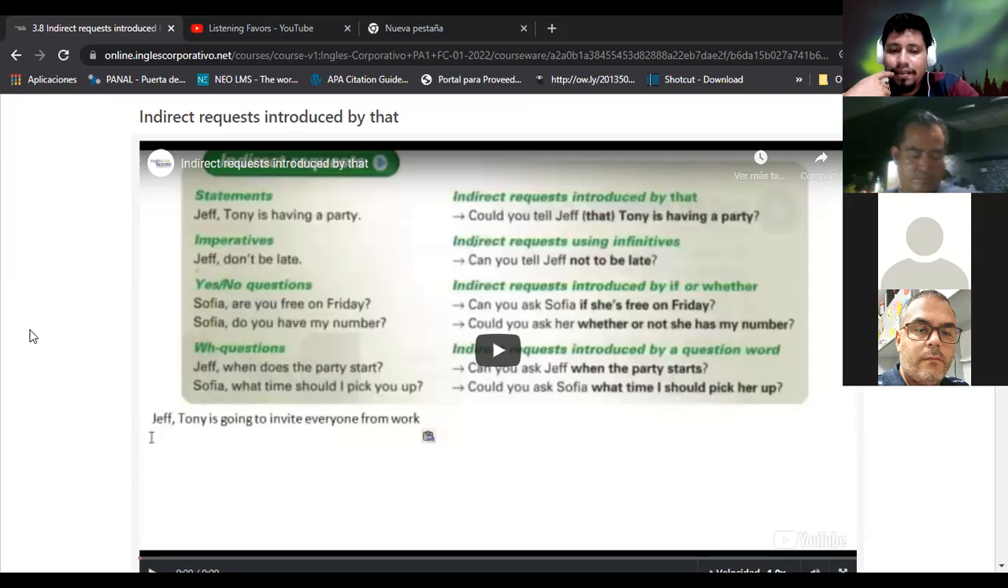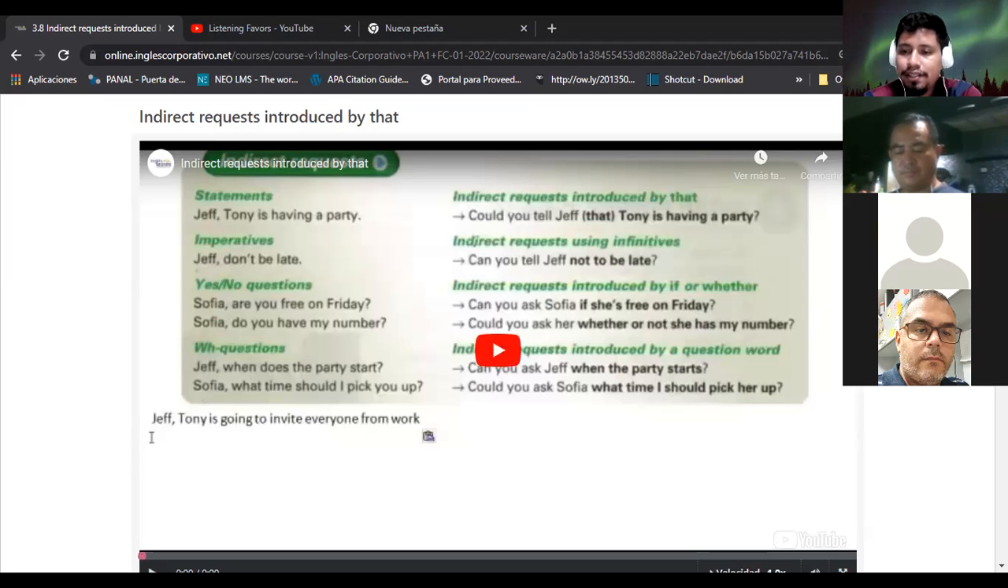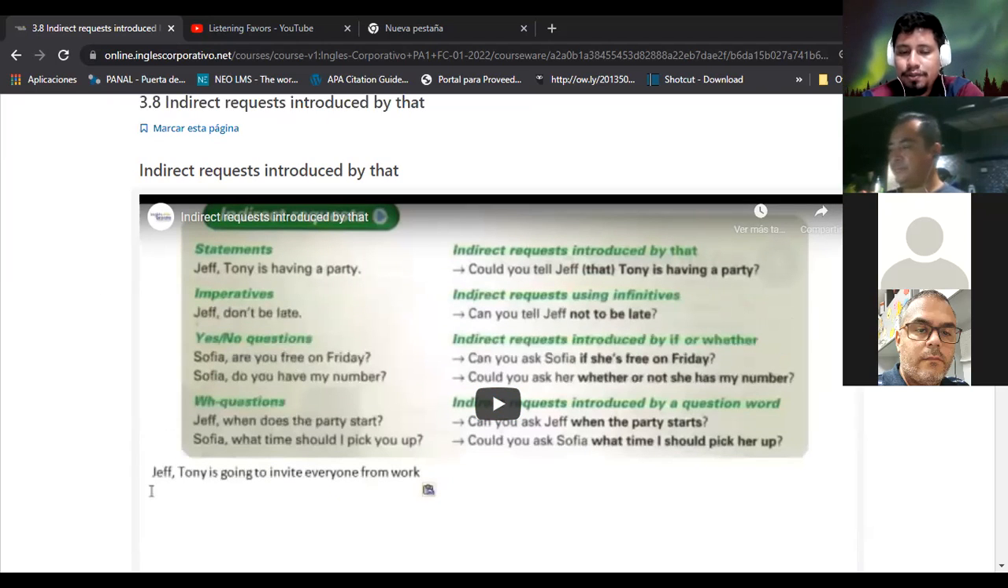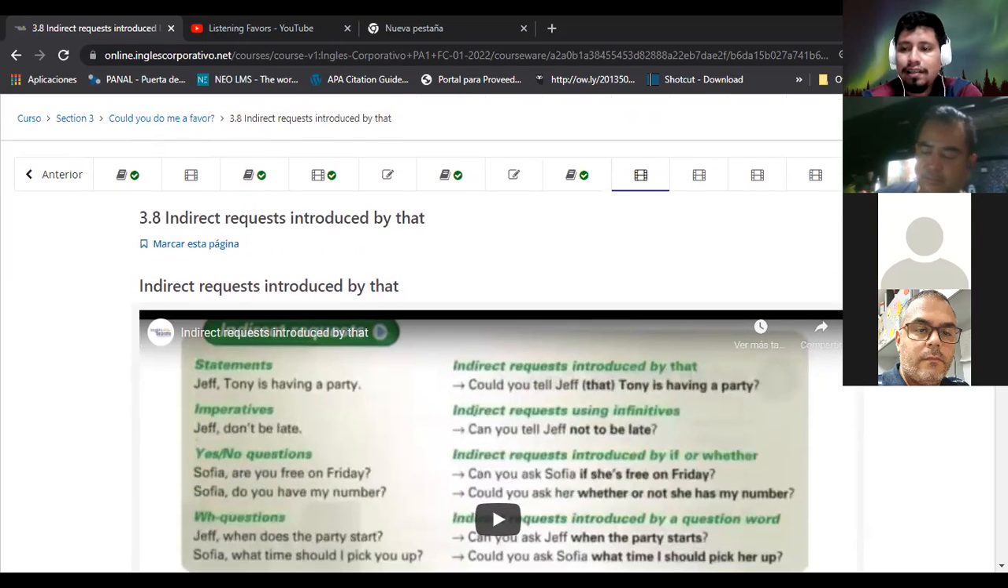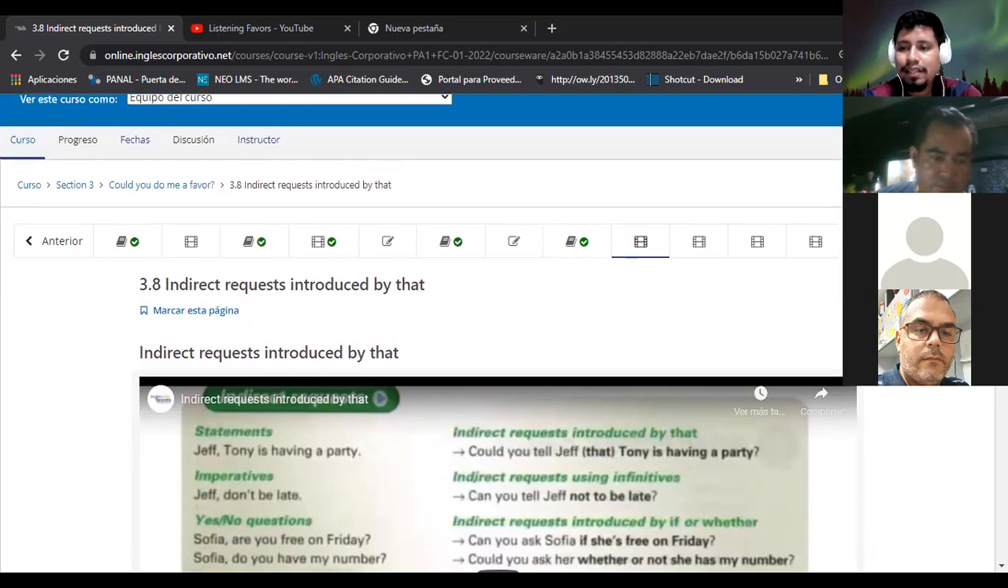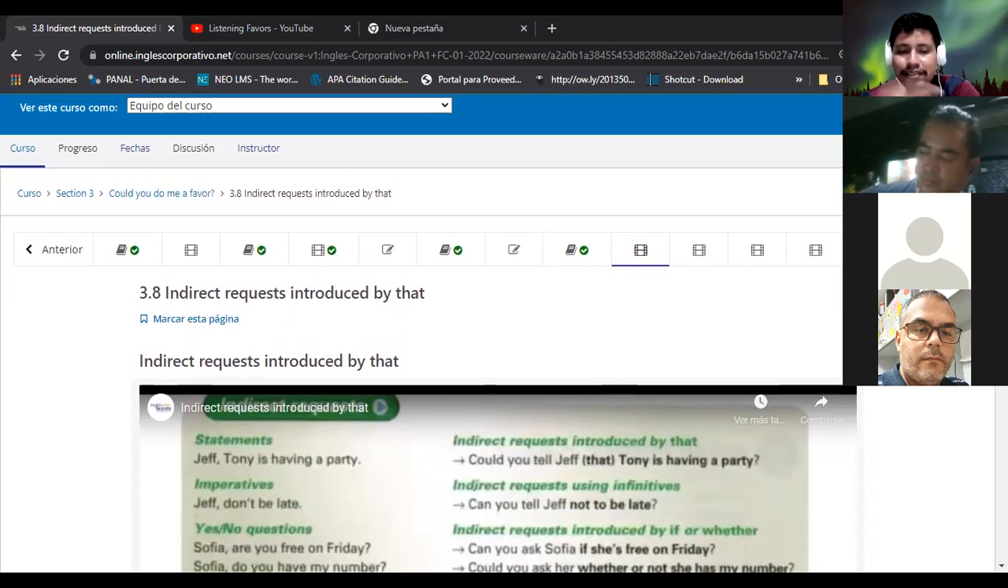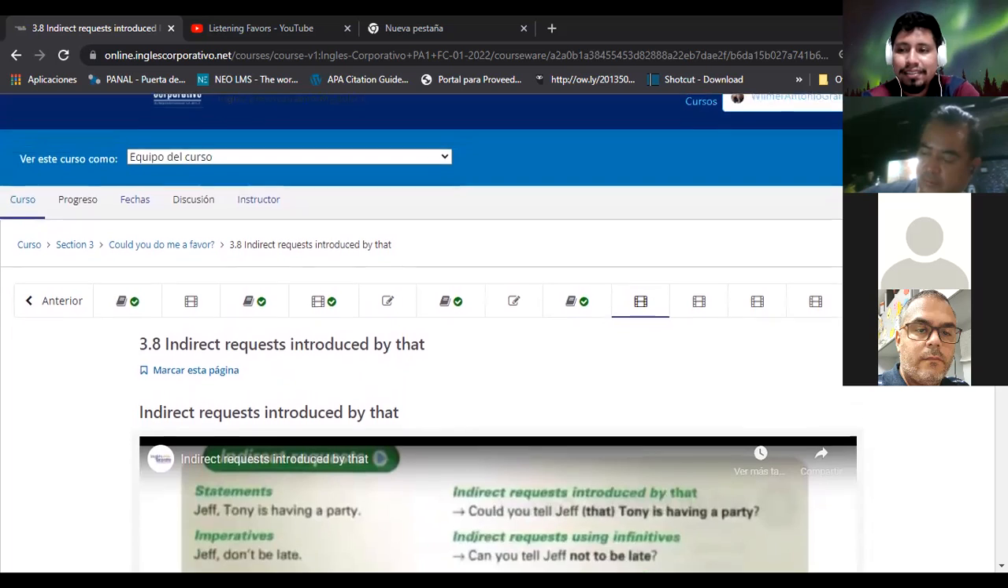Is it clear? Yes. Okay, very good. So there we have those expressions that are useful in English. And so we can take them into account in a conversation, as a plus for speaking or transmitting some information to someone else.